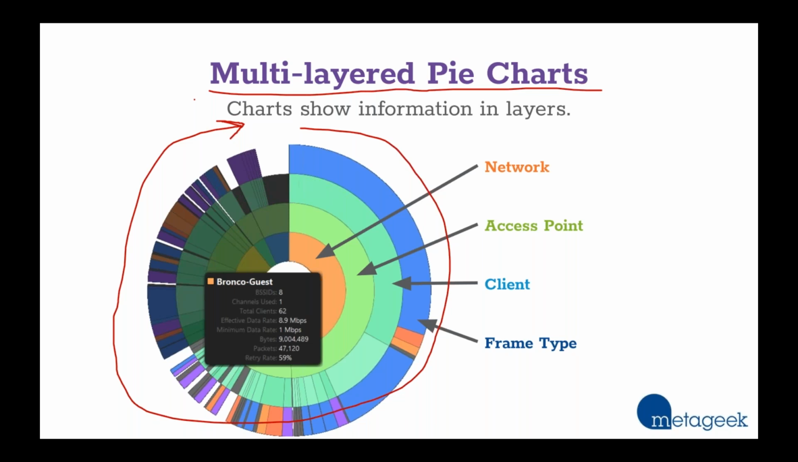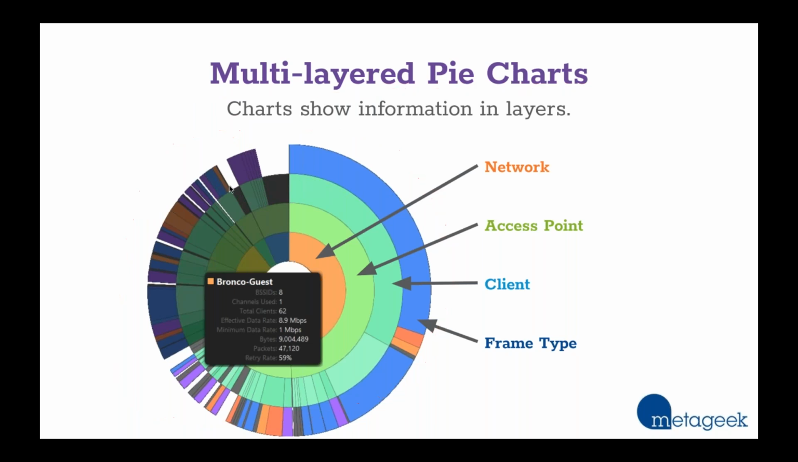Then we break it down into layers. The innermost layer, the innermost ring in the pie chart, represents, in this case, our wireless network. So basically everything right here was all part of this network, Bronco Guest. We could see how many clients were part of that network. We can see that the retry rate was 59%. That means 59% of the time during this packet capture, devices on that network repeated themselves. If we move one more layer out, now we're looking at our individual access points.